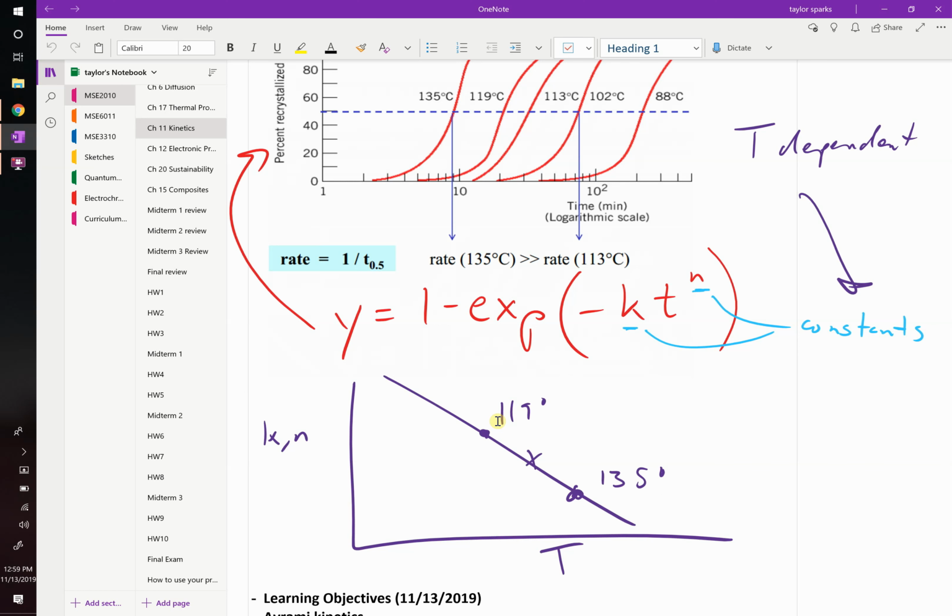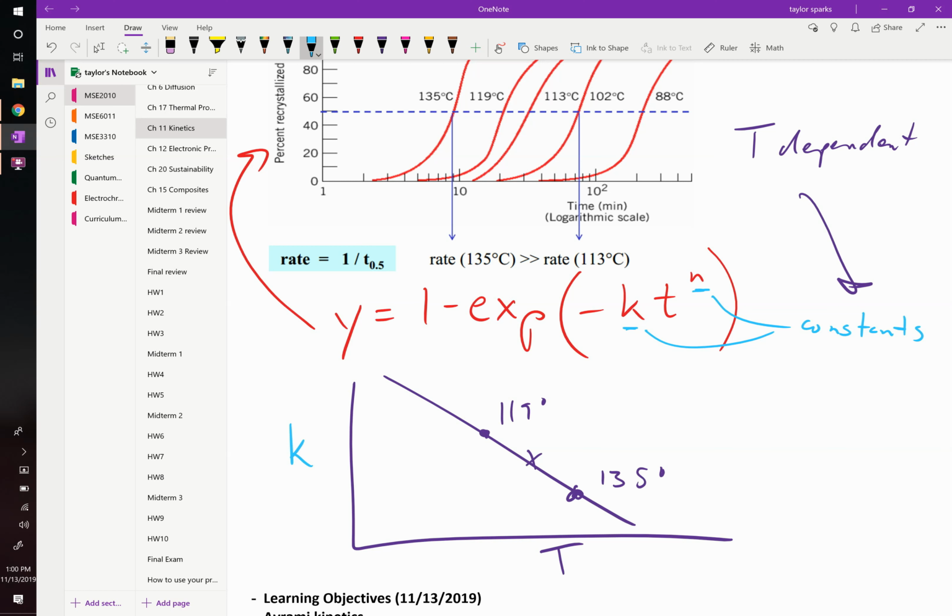Nope, let me clarify that because we had a question. So this could be k or n, right? You could do those separately. You could prepare one of those plots for k, prepare another one of those plots for n. They do not have to be the same value. They should not be the same value.